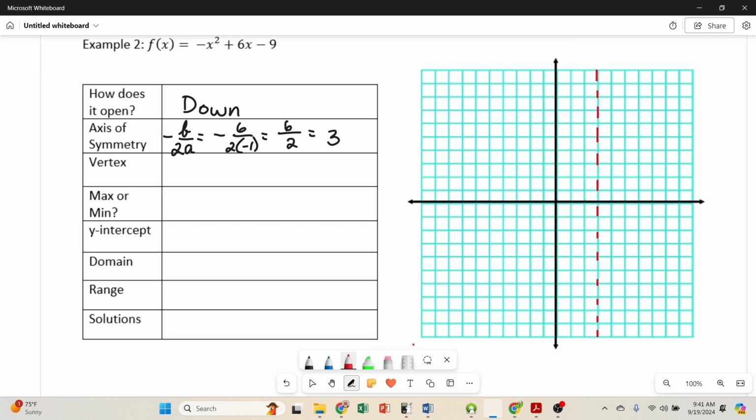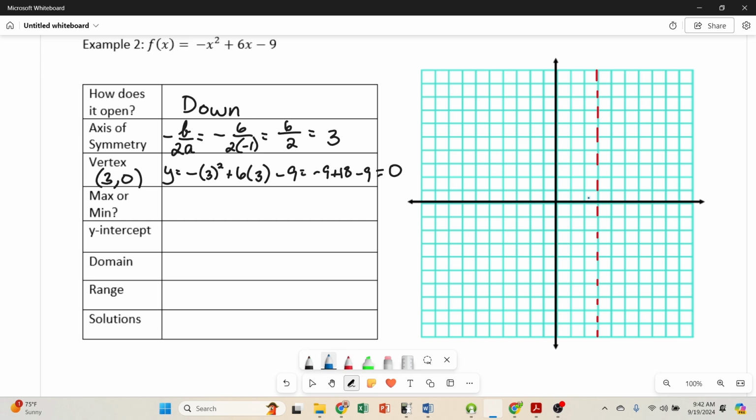Now my vertex, I plug in 3. So to find that, I've got y is equal to negative 3 squared plus 6 times 3 minus 9. So 3 squared is 9, and make that minus 9 plus 18 minus 9. Well, negative 9 plus 18 is 9. 9 minus 9 is y equal to 0. So my vertex, and I'll put that over here, is at 3, 0.